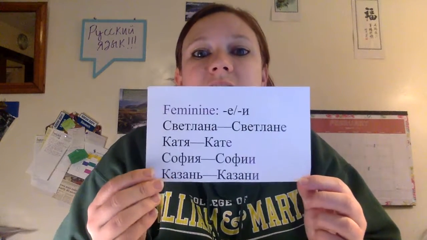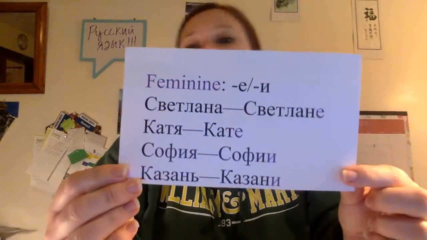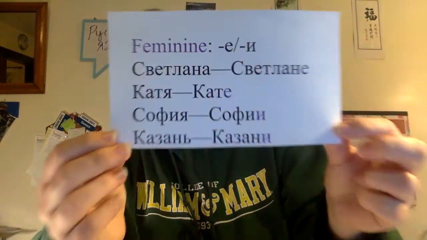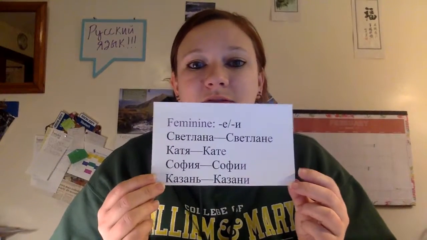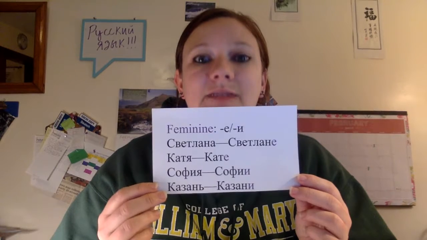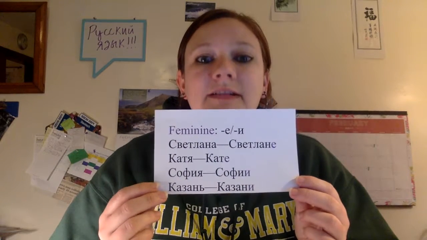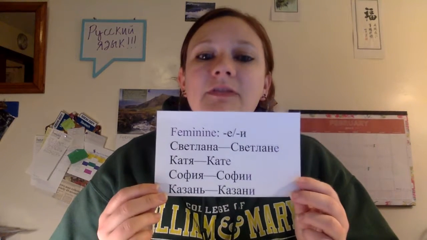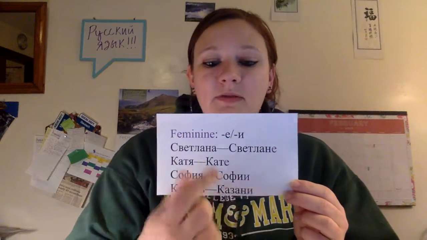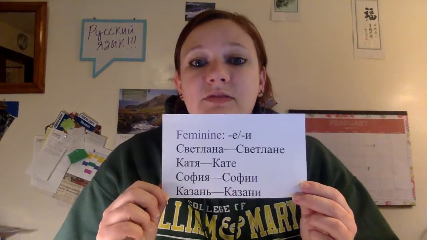Here are our feminine endings. They're the same as the prepositional case. So that's pretty cool. So е is the sort of default. Светлана, Светлане. Get rid of the а and replace it with an е. Светлана, Светлане. Катя, Кате. Even though Катя is with я, which is soft, it's okay. Remember, е is also soft. So it's okay to add it on to nouns that end in a я. That's okay. We still stick with е.